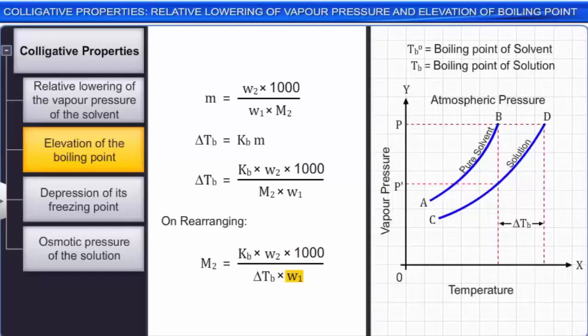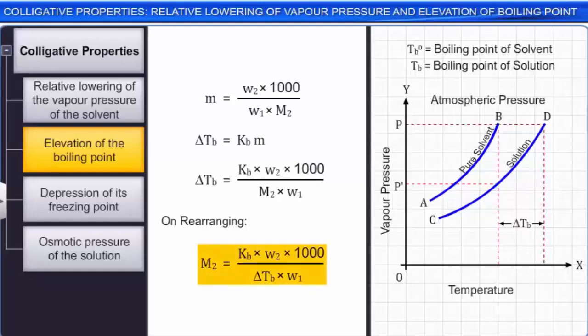Thus, we see that molar mass of the solute M2 can be determined experimentally if a known mass of solute W2 is taken in a known mass of solvent W1, and the elevation in boiling point delta Tb is determined experimentally for a known solvent whose Kb value is known. This formula is used to calculate the molecular masses of non-ionic solutes.